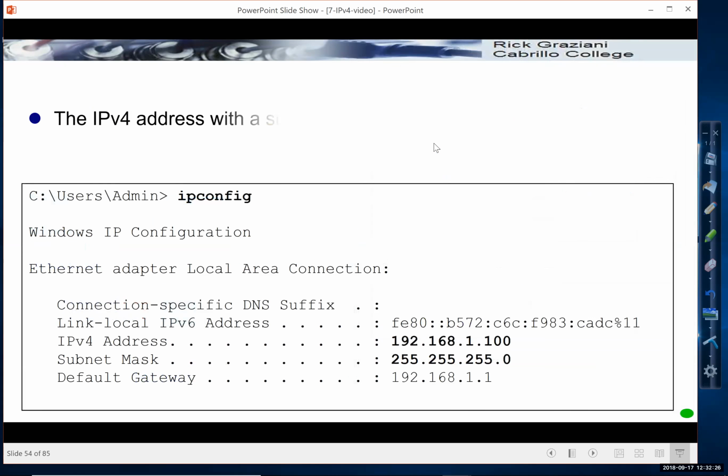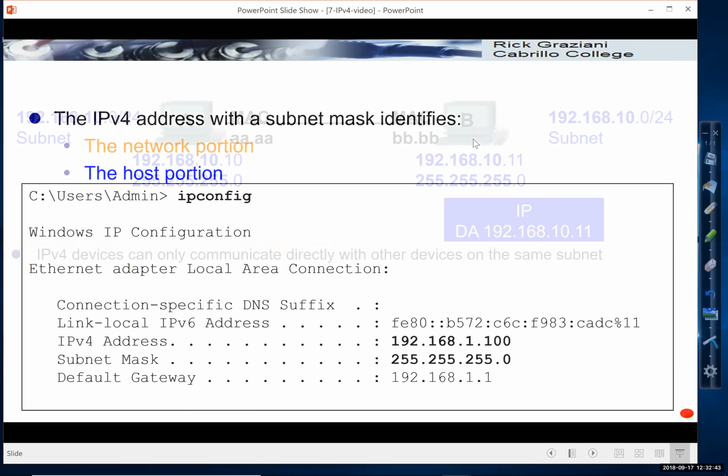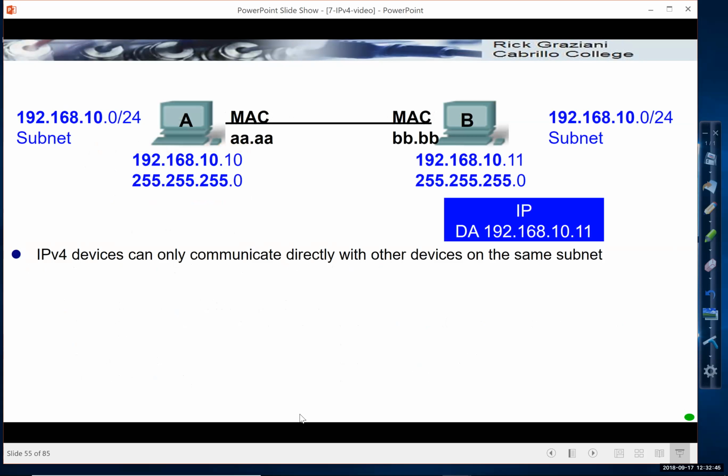Okay, so remember, we can use things like the ipconfig command in Windows to examine our IPv4 address and our subnet mask, which tells us the network portion and the host portion. All right. So first of all, IPv4 devices can only communicate directly with other devices on their same subnet.